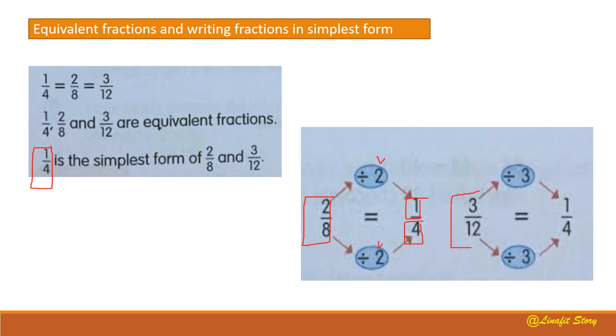Now how about 3 out of 12? So you may divide 3 and 12 by 3. So 3 divided by 3 equals 1. 12 divided by 3 equals 4. So over here, 2 out of 8 and 3 out of 12, you may simplify them into 1 out of 4.